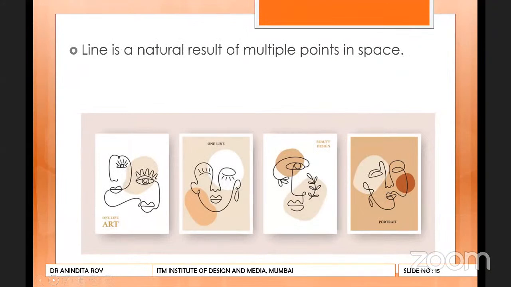And now lines. So again, the definition. So line is a natural result of multiple points in space. This is how you will define a line. So definitions are very important. Okay, so you should be able to talk about it. What is line? Multiple points in space, many points joined to make a line, right? So it is the result of multiple points in space. So simple. It's so simple that it is almost childish. But when you are asked all those things from the point of view of a designer, you are not able to say it. So you should be able to say these things, talk about these things.